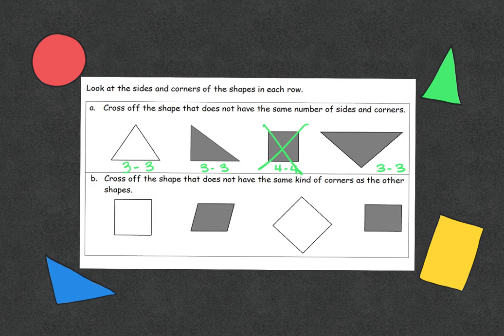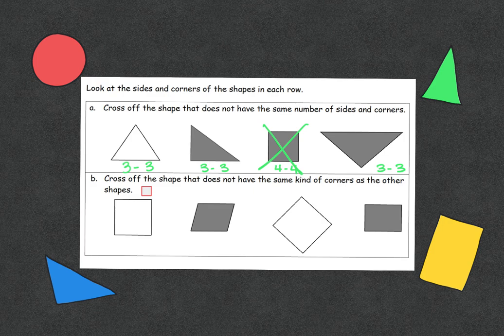Let's do B together. B says to cross off the shape that does not have the same kind of corners as the other shapes. Do you remember a different kind of corner that we were working with before? That's right, the square corner. So if we look at our shapes, we have a square, a rhombus, a square rhombus, and a rectangle.